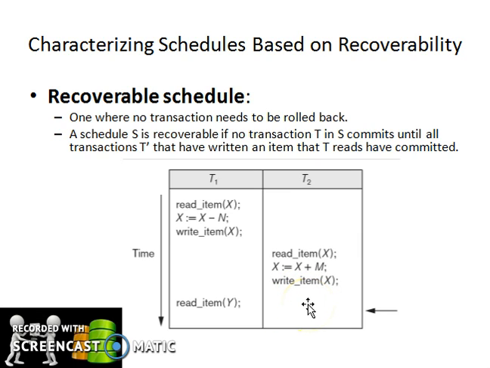The durability property of transaction says that a committed transaction should never be rolled back. To guarantee that property, a recoverable schedule doesn't allow a transaction to get committed if it reads a data item that has been modified by some other transaction that is uncommitted. So in this case, the second transaction is not allowed to get committed until the first transaction is committed.